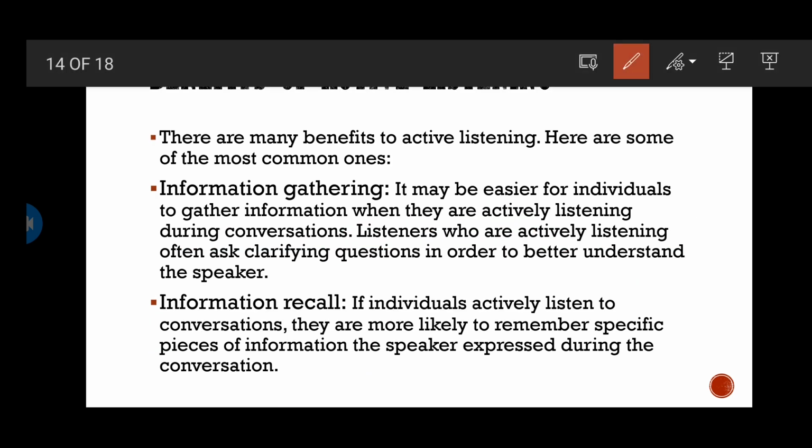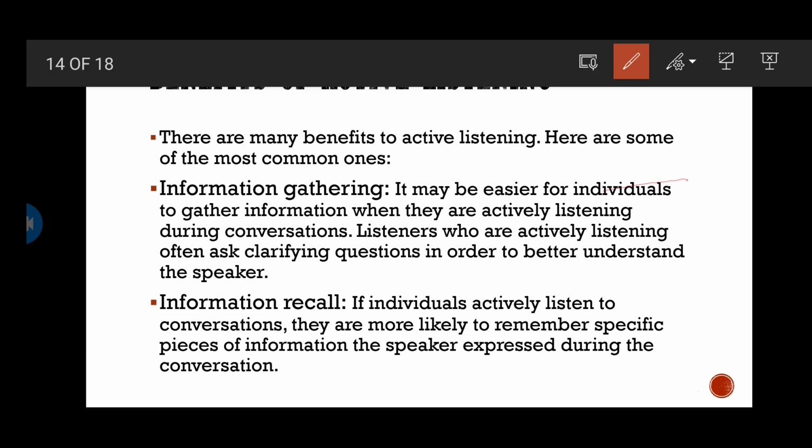It may be easier for individuals to gather information when they are actively listening during conversations. Listeners who are actively listening often ask clarifying questions in order to better understand the speaker. Yeah, you will just pose questions to the speaker to get clarity over the topic. This is one of the benefits of active listening.